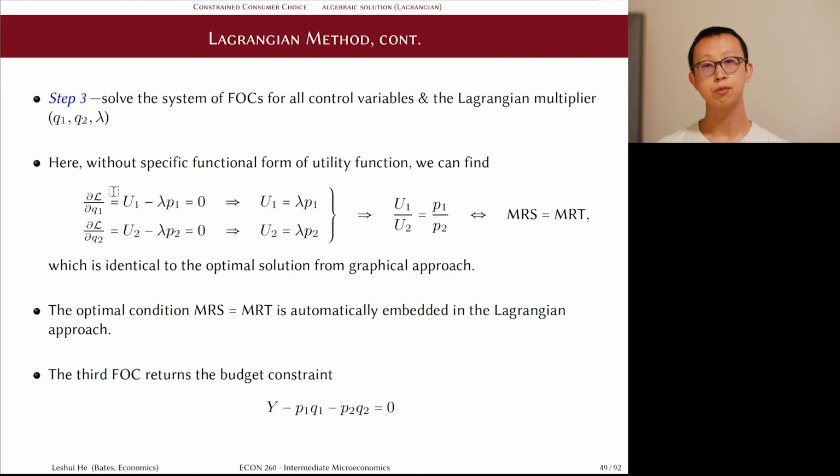Notice that the third first-order condition simply gives back our budget constraint. And if we have a specific utility function, such as the Cobb-Douglas utility function that we'll see next, we can have very specific expressions of Q1 and Q2, and we can solve these equations to find a solution. And we should have our optimal consumption bundle.